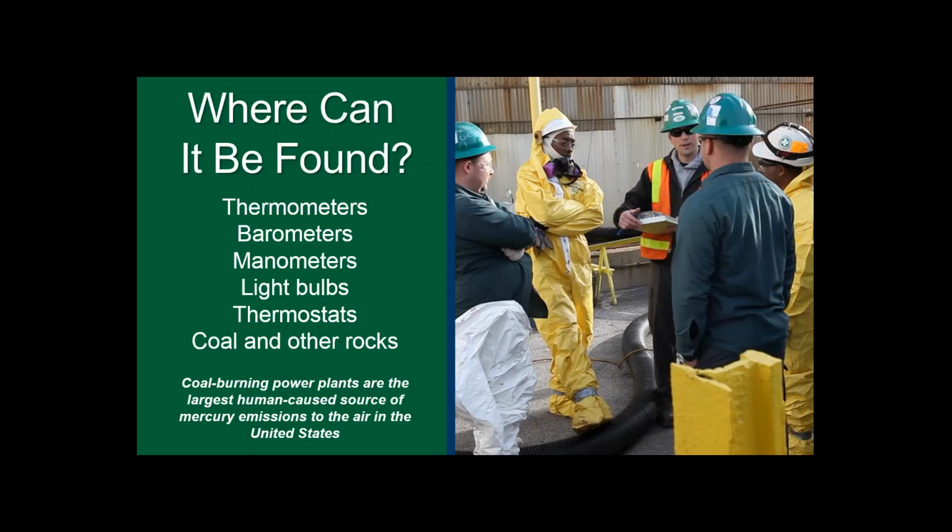So where can it be found? It's commonly found in thermometers, barometers, manometers, light bulbs, thermostats, and coal and other rocks in the natural environment. Coal-burning power plants are the largest human-caused source of mercury emissions to the air in the United States. The mercury in the air eventually settles into water and onto the land, where it can build up in fish, shellfish, and animals that eat the fish, and even humans. Also in the U.S., mercury compounds are manufactured in small amounts for specialty use, which can add to those air emissions.